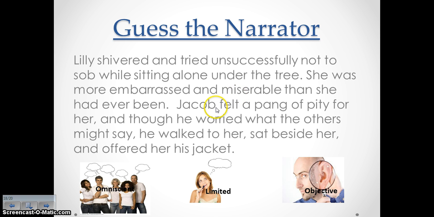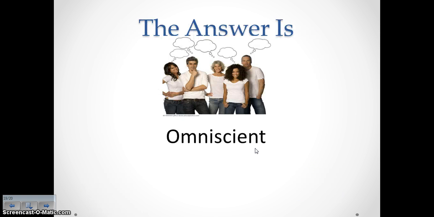All right, here we go. Jacob felt a pang of pity, which is a feeling, and worrying about what others might say is another feeling. Walking to her, sitting beside her is an action. So we know what's going on in both characters' situations right now. And so since we know that, the answer, of course, is omniscient.